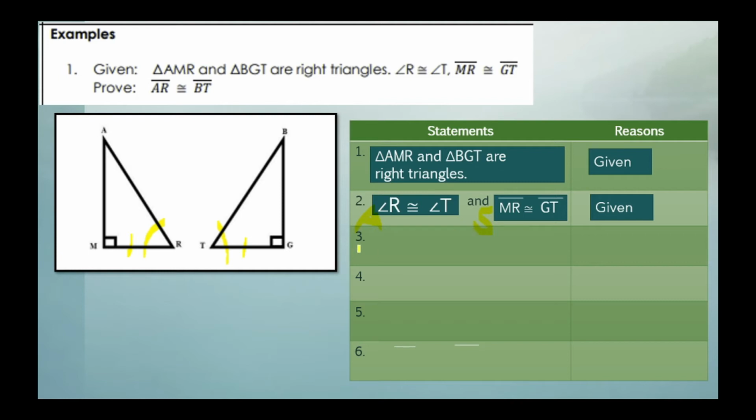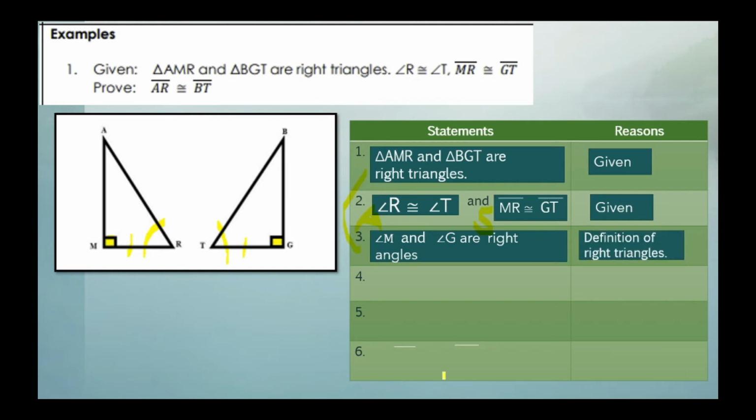Now what will be our statement number 3? So statement number 3 can be based on our statement number 1, because it seems that we have here a right triangle. So we can say that angle M, itong may small box na to, base sa figure, and angle G are right angles. So bakit naging right angles? Kasi nga, based sa number 1, yung triangle AMR and triangle BGT, they are right triangles. So kung right triangles yan, therefore may right angles. So that is the definition of right triangles.